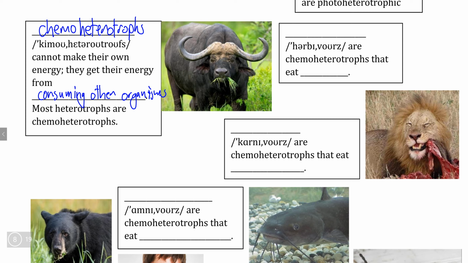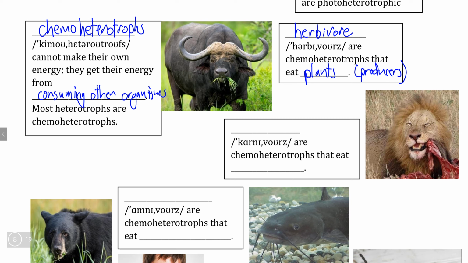For example, this water buffalo we see is clearly eating grass here. This is an example of a chemoheterotroph that we call a herbivore, which are chemoheterotrophs that eat exclusively plants. Or if not plants, if you would prefer to use the term producer, meaning any organism that is able to make its own energy, that is more correct for the definition of herbivore.